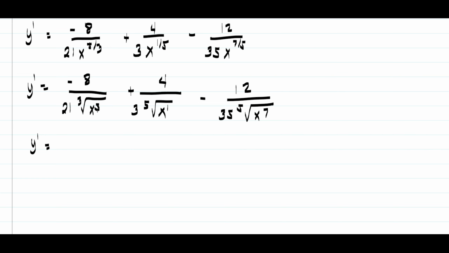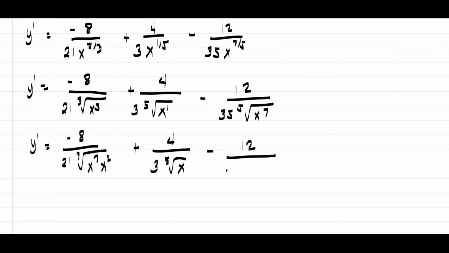So we can divide x raised to 5 as x cubed and x squared, because our index is 3 and we are going to get the perfect cube inside the radical sign, which is x cubed. So we are going to simplify this one later. And then we have 4 over 3 fifth root of x minus 12 over 35.